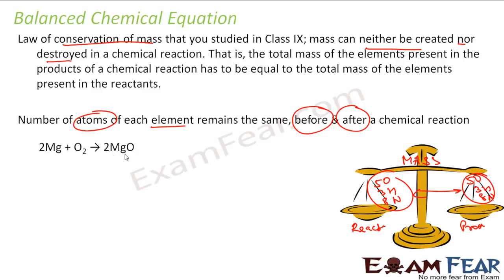For example, if you see, this guy is my reactants and this guy is my product. So here if you see, magnesium is how many? Magnesium is 2. Here also magnesium is 2 into Mg. Oxygen is 2, O2. Here also oxygen is how much? 2 into 1, that is 2. So you see that magnesium and oxygen both are 2.